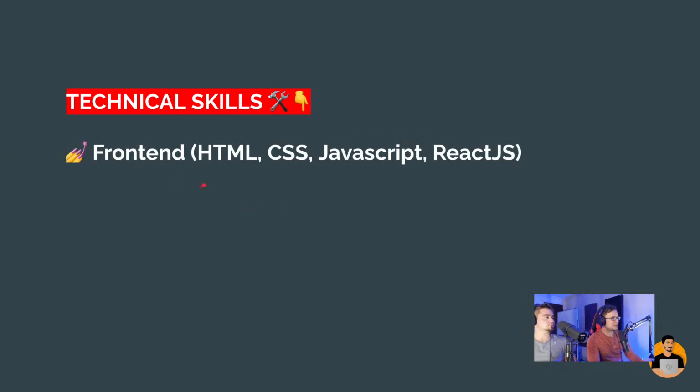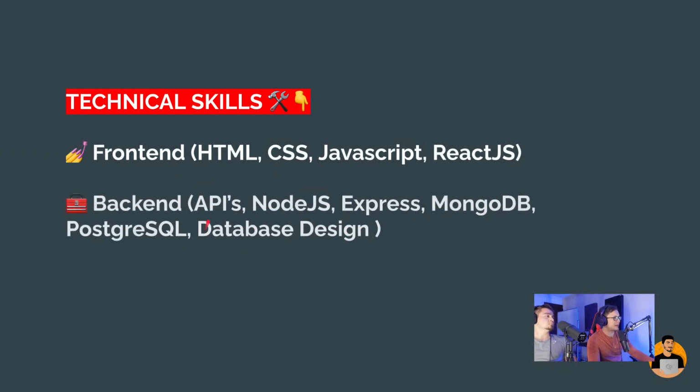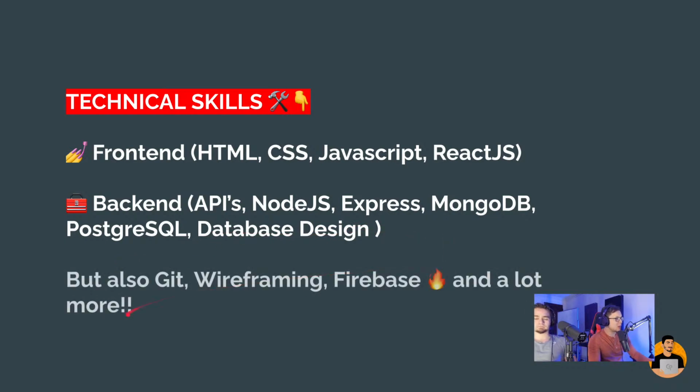So here are the technical skills that you will get to learn. Frontend: HTML, CSS, JavaScript, React.js. Backend: APIs, Node.js, Express, MongoDB, PostgreSQL, database design, everything you need to know to become a full stack developer. But also Git, wireframe, Firebase, and a lot more. Most importantly, you will learn the fundamentals, including all those data structures that we talked about.